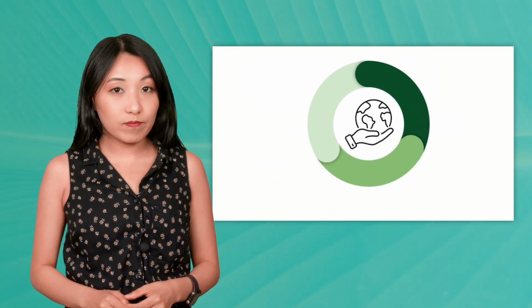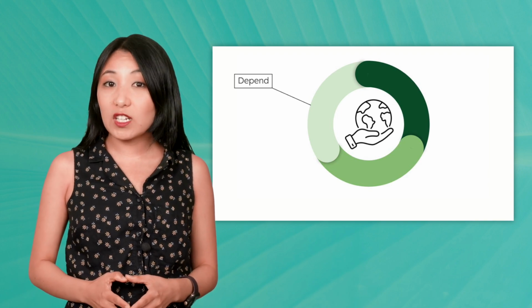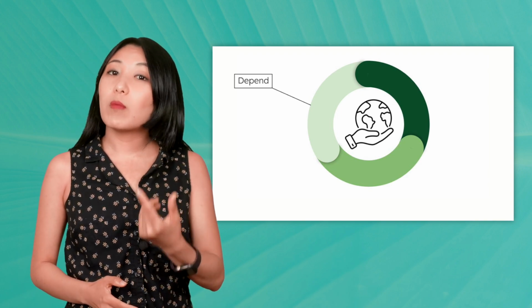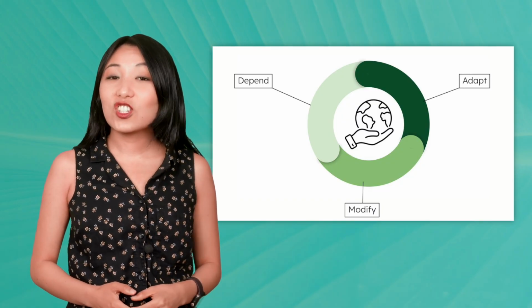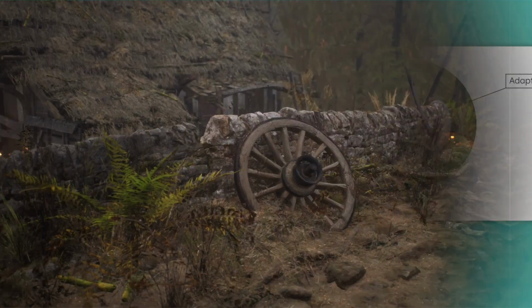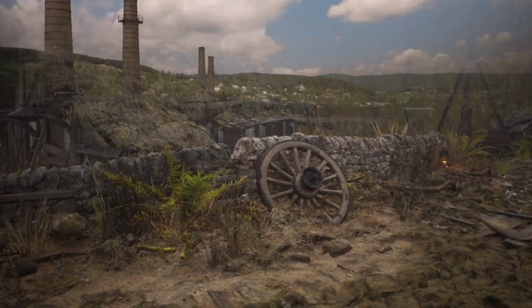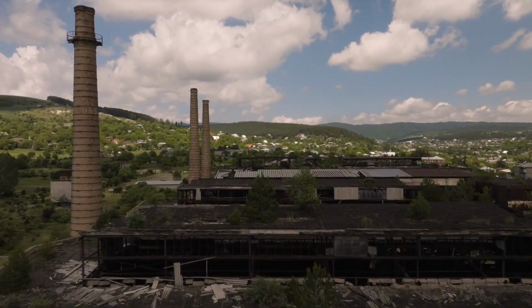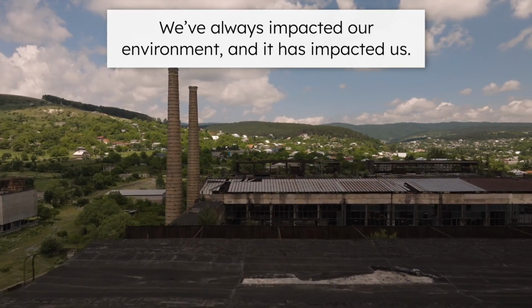As we went through the lesson today, we learned about the ways that humans interact with our environmental system. Not only do we depend on the environment for the resources we need to survive, but we also modify and shape our environment, and we adapt and let it shape our behavior too. Throughout history, the specific ways we've interacted with our environment have changed, but one thing has stayed the same. We've always impacted our environment, and it has impacted us.